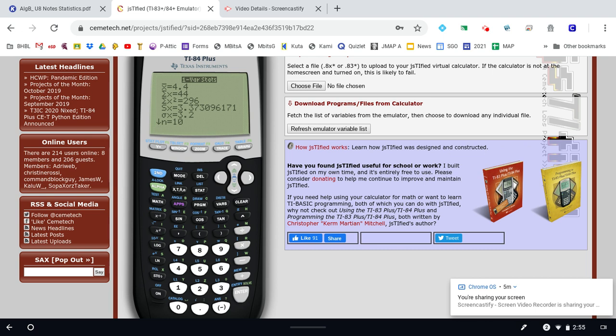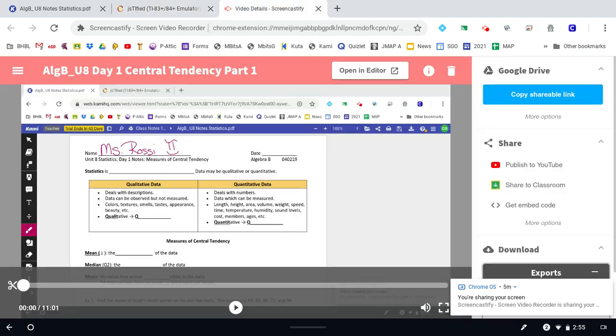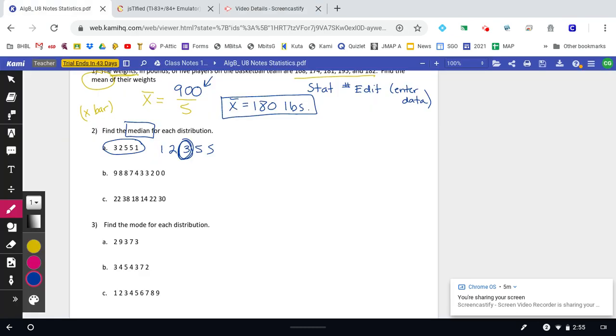If we wanted to add them all up, we know it's 44. If we know how many data values there were, there's 10, just to double check I put them all in there. My median then is 3.5. So my median is 3.5.